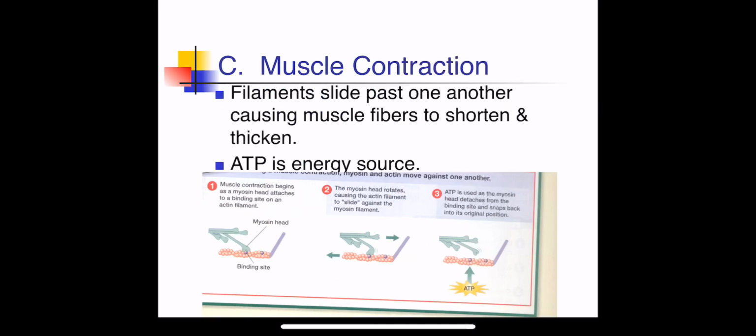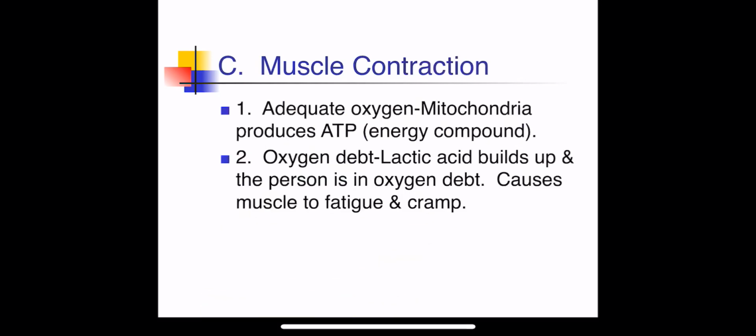But of course, ATP is needed as your energy source. You must have adequate oxygen in order to produce ATP. This is how you contract your muscles, with a lot of oxygen and a lot of ATP. But what if you don't have a lot? You go into oxygen debt. That's where lactic acid's going to build up in your muscles, and you'll start to feel those fatigues and cramps.